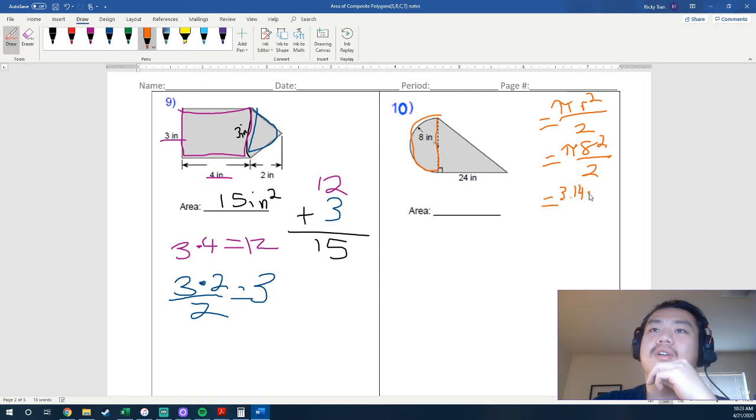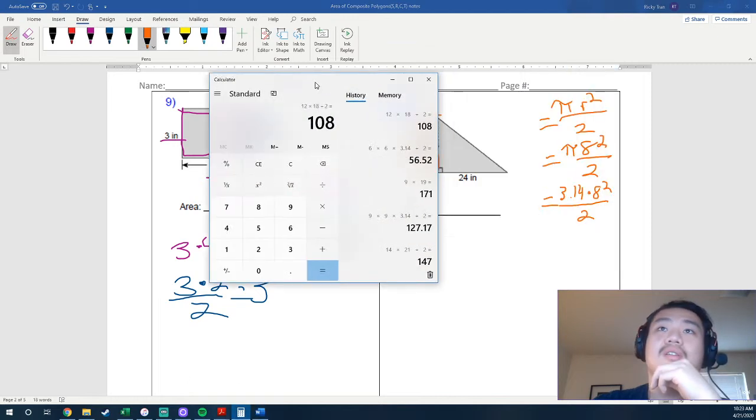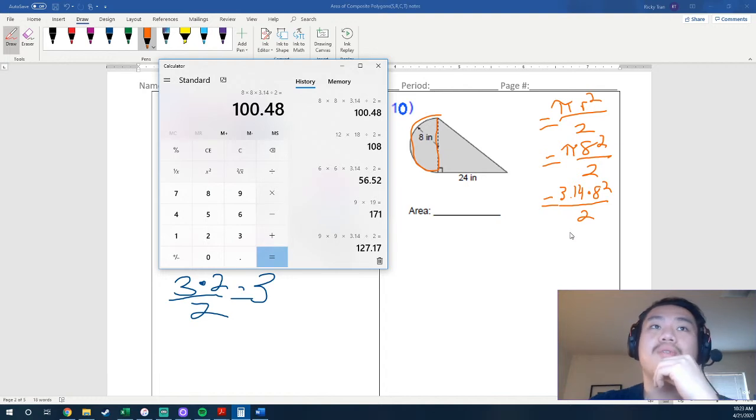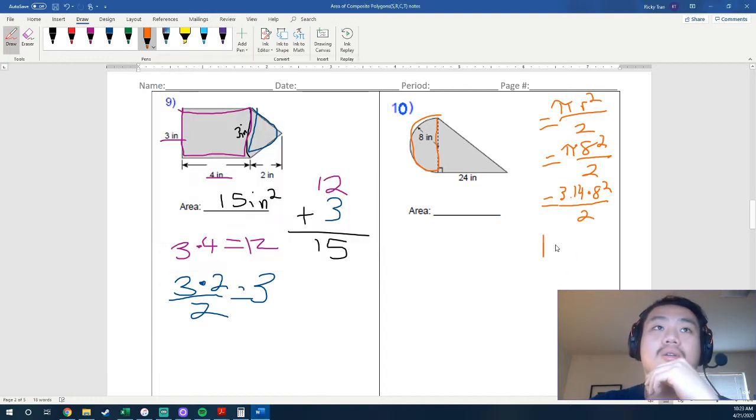3.14 times 8 squared divided by 2. Okay, pull out the calculator. So 8 times 8 times 3.14 divided by 2, 100.48.